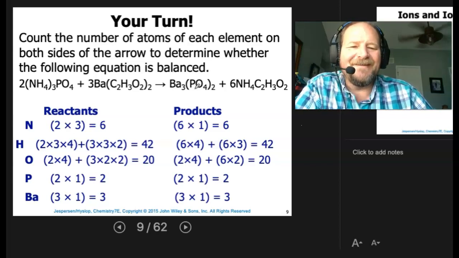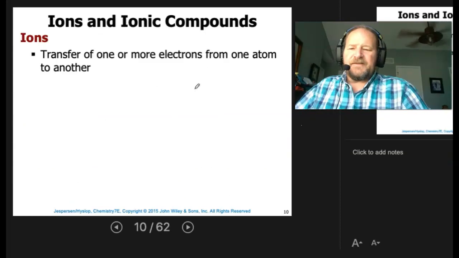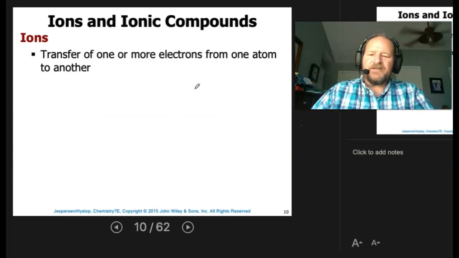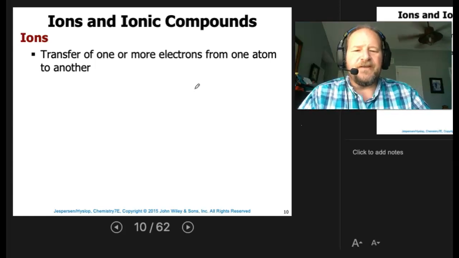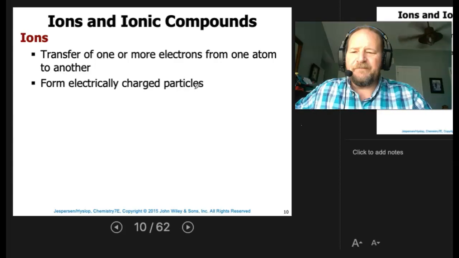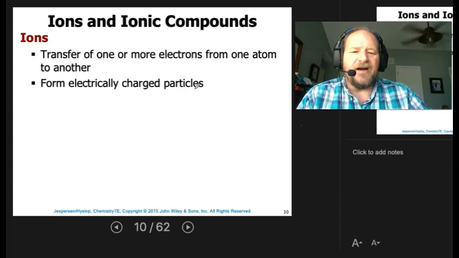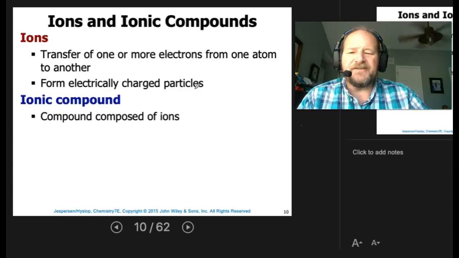All right, so ions and ionic compounds. So ions, we transfer one or more of our electrons from one atom to another. So we can either lose electrons or we can gain electrons. It's only our electrons that are going to move, right? So we're going to form electrically charged particles. That's going to be our ions. Now, for our ionic compound, it's basically just going to be a compound that's composed of those ions.